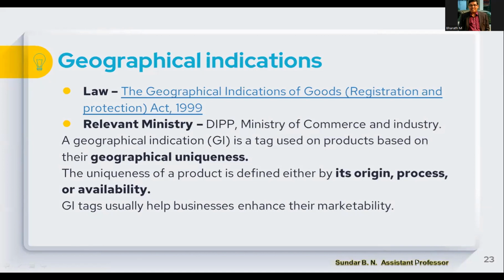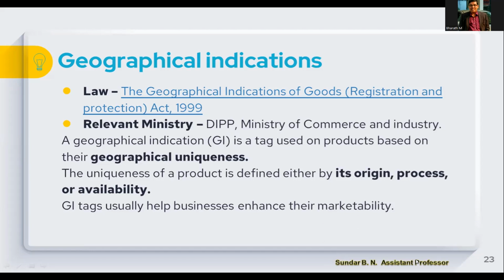So what is that? A geographical indication is a tag. It is simply a tag for a particular geography. The tag is used on products based on their geographical uniqueness. Mysore silk is unique to the Mysore region. Mysore Mallige is also unique to the Mysore region, like that. Uniqueness is defined either by its origin, process, or availability. Based on this origin, process, or availability, that uniqueness will be identified, and geographical tags are used.